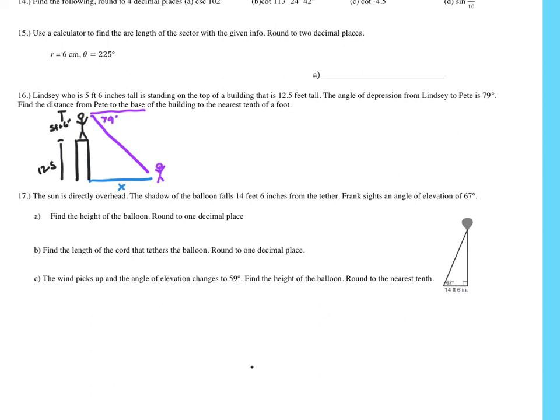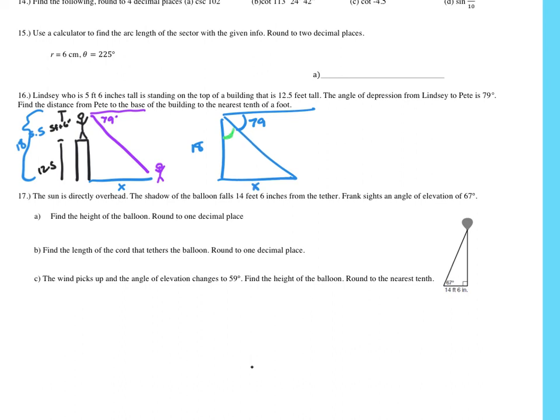Because the bottom part is 12.5, I have to convert the 5 feet 6 inches into a decimal, right? So that is not 5.6. 6 inches goes over 12 inches, and this would be 5.5 feet. So add these together, and I get 18 feet. So now I've got a triangle that looks like this. This is 18 feet. The angle up here, the 79, would be at the top, and the X is what we're looking for down here.